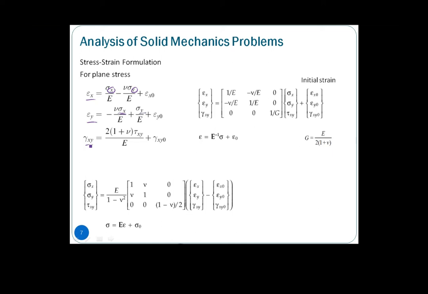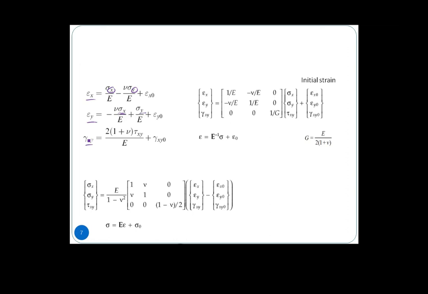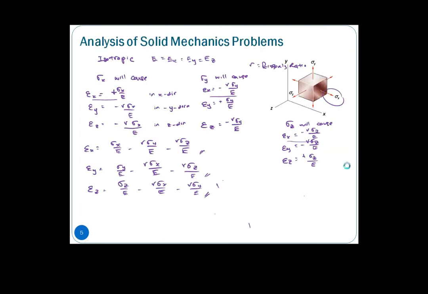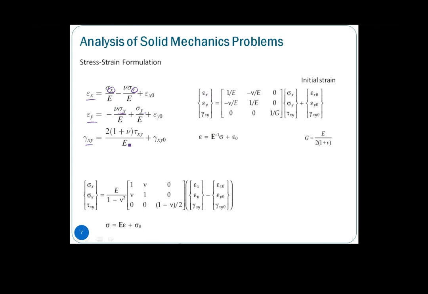And just now we have also gamma xy, which is the shearing strain itself. Basically, it is 1 over G tau xy. So this G itself, 1 over G, is 2(1 plus v) over E. So we have 2(1 plus v) over E times tau xy. So that is in general, in matrix form, how our strain and stress can be represented.